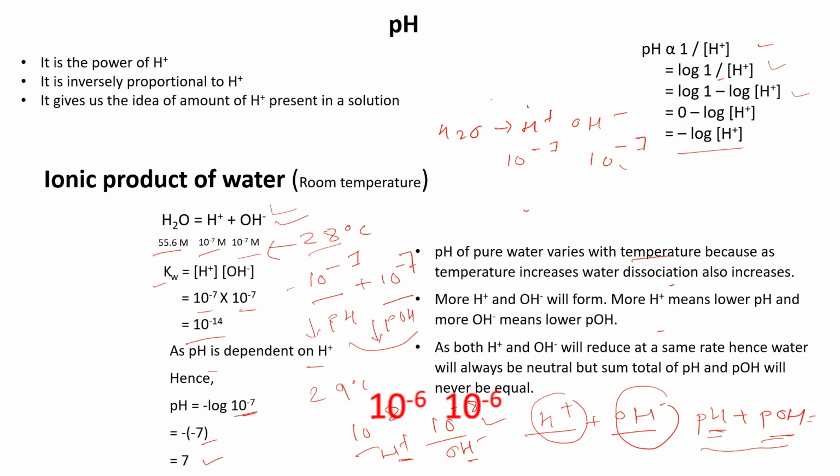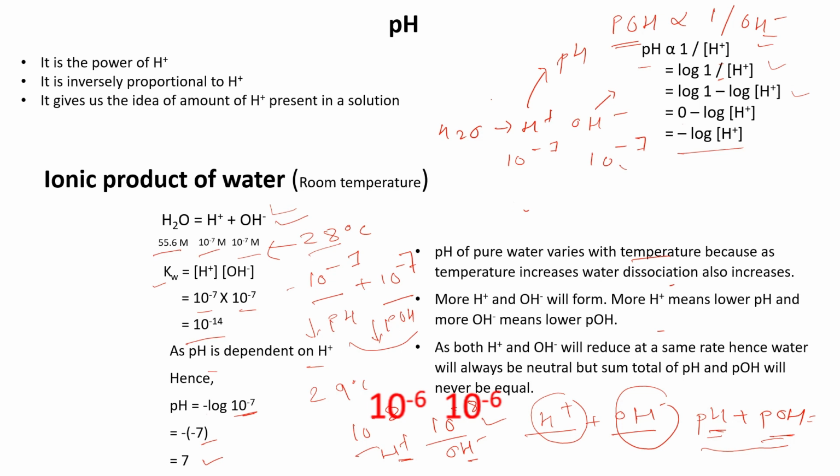H plus is related with pH. How? pH is proportional to 1 upon H plus. OH minus is related to pOH. How? The same. Here the pOH will be proportional to 1 upon OH minus. So the relation is same. The way pH is related to H plus, in the same way pOH is related to OH minus.